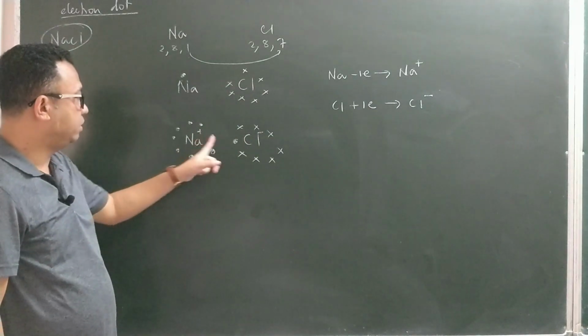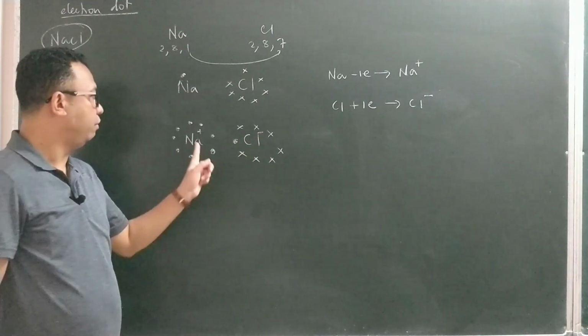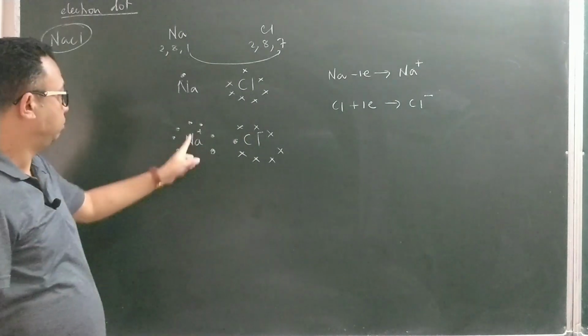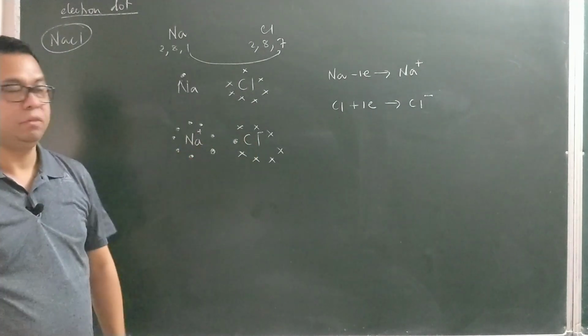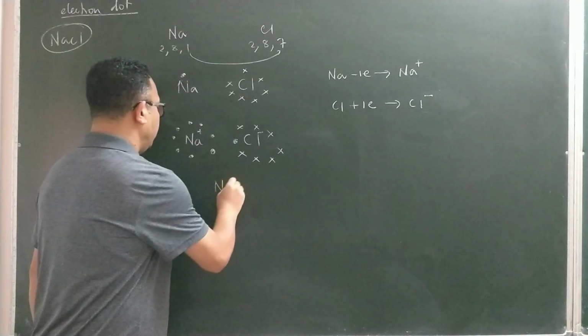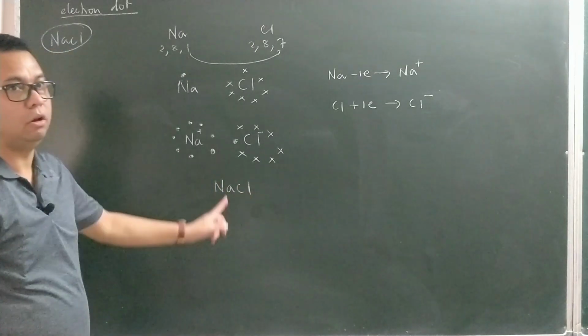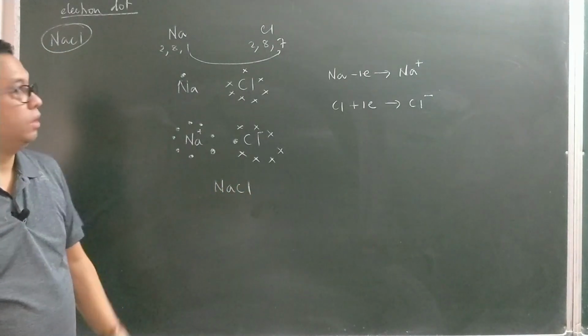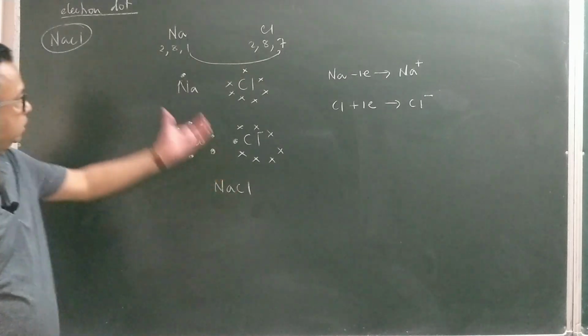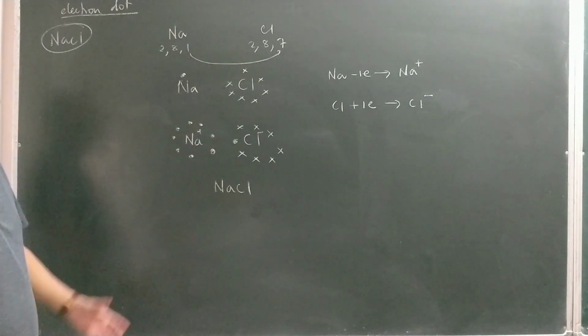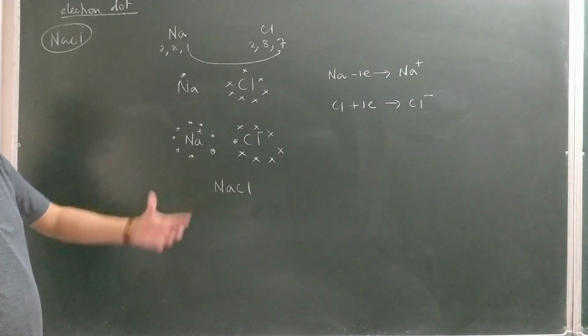Since one is positively charged and the other is negatively charged, a very strong force of attraction between the positive and negative charge takes place, giving rise to a very strongly bonded molecule, which is called sodium chloride. So if you are asked to make an electron dot structure, see such an easy way of representing the formation of sodium chloride.